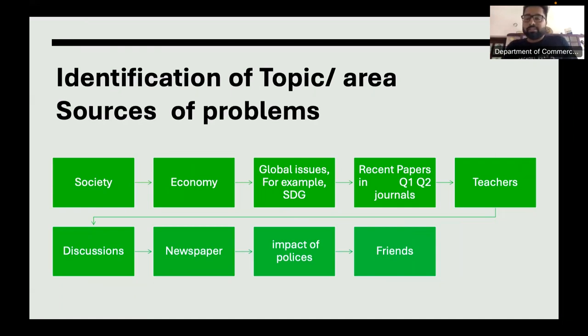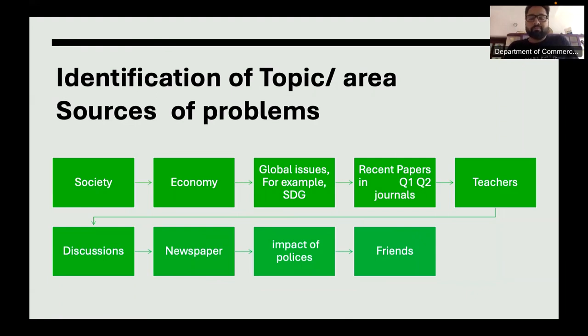and we can also get topics from the Q1 and Q2 journals, especially for the Scopus index. And I would say that if you read the Q1 and Q2 related with the subject disciplines, you will get some insights on recent areas of research and what are the recent topics. So from these recent topics, you can customize one topic which can be a researchable one, and we can consult with the teachers. So the teachers, professors are aware about the recent issues, so they may suggest some topics, and discussions with the other people, discussion with the policymakers, etc., may be also helpful.